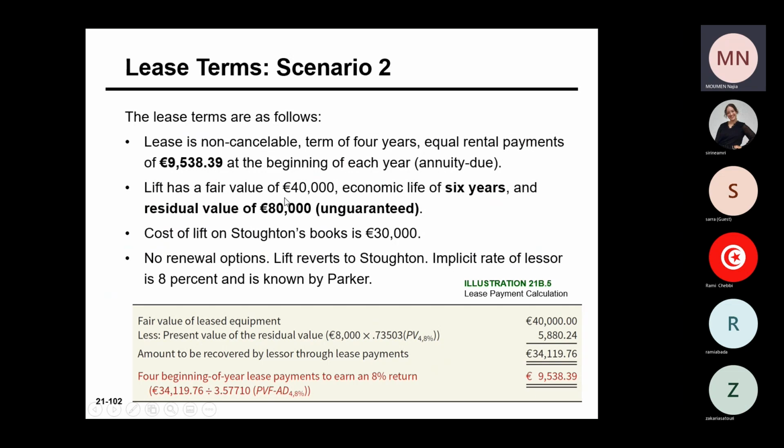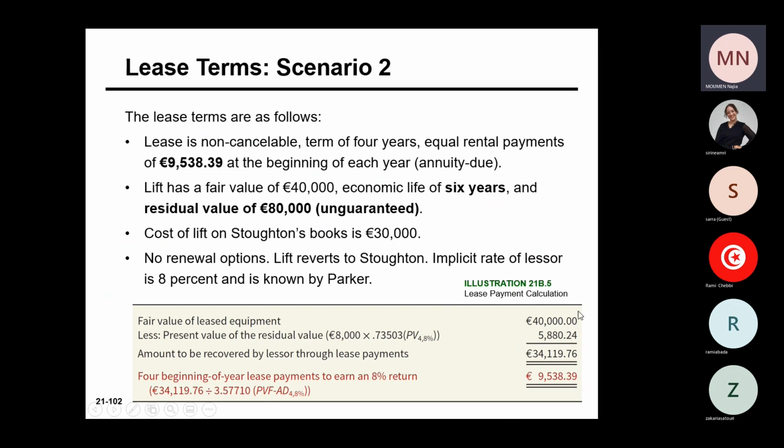We also have a residual value that is unguaranteed. The cost of the lift here is still 30,000. There is no renewal option. The lift will revert to the lessor, and we also have the same implicit rate of 8%. Here we need to know how this 9,538 was measured.